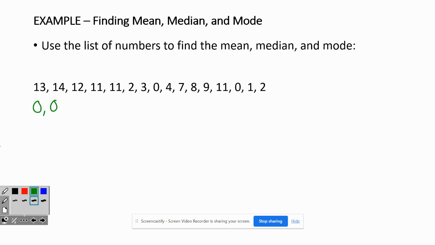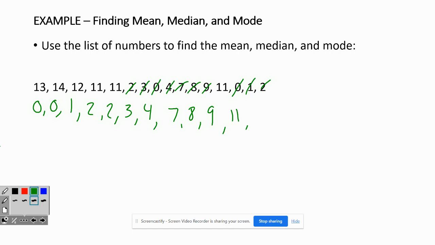So I see we have 2 zeros. We've got a 1. So we got 2 2s. So we got a 3, a 4, 7, 8, and a 9. And we got 3 11s. And we have 12, 13, 14.